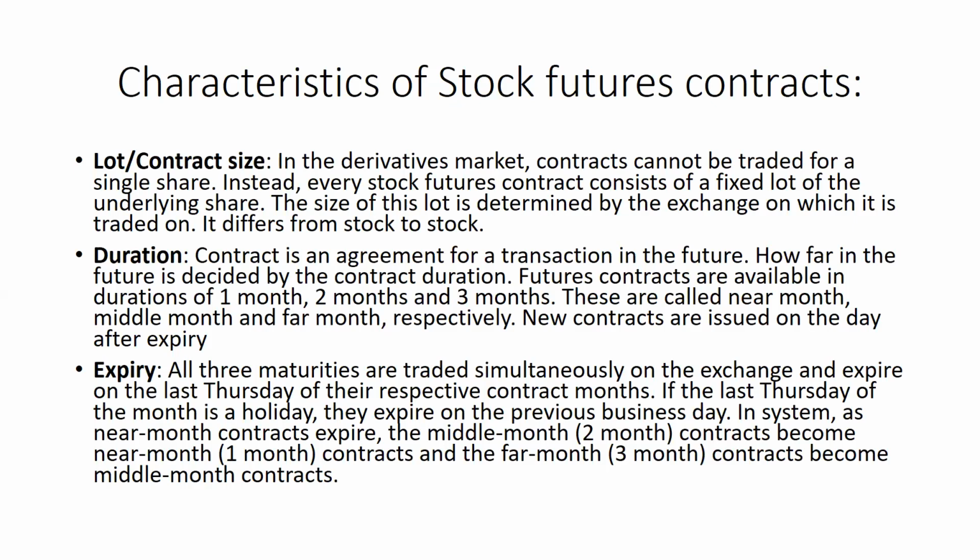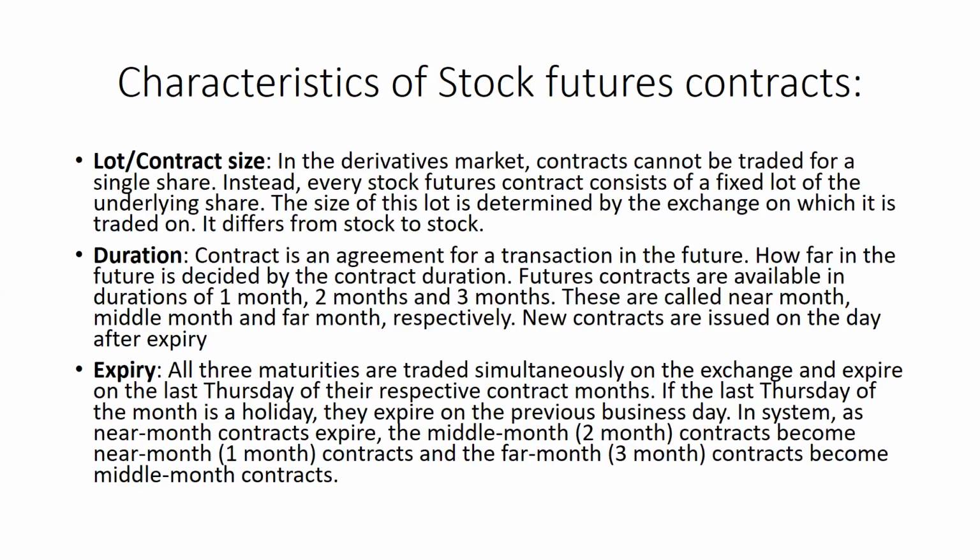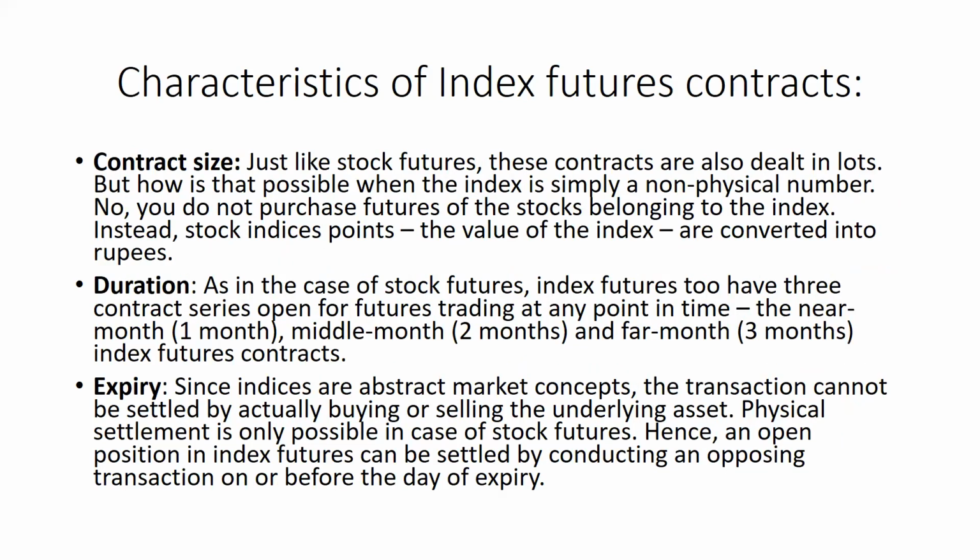Same thing is described here. So lot size, which I told you, then the duration 1 month, 2 month, 3 month, which is called near month, middle month, and far month. And expiry also, like the last Thursday of their respective contract month, it will get expired. Same here also, I have written for stock futures and index futures.